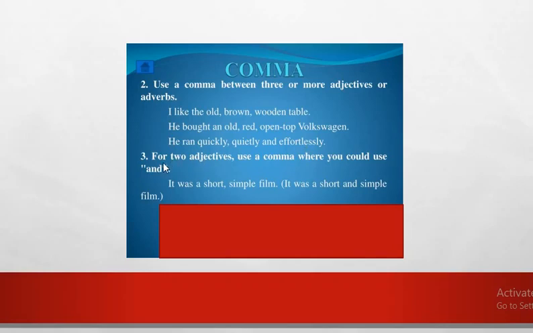We also use comma for 2 adjectives. Use a comma where you could use and. It was a short, simple film. It was a short and simple film. That is where and is used. We can use comma in place of and. In place of this sentence, we can use: it was a short, simple film.